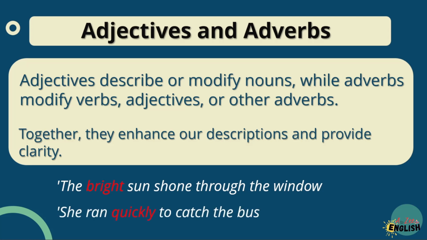She ran quickly to catch the bus. Here, quickly is an adverb because it modifies the verb ran. It tells us how she ran, adding detail to the action. Without the adverb, we would not know the manner in which she ran.